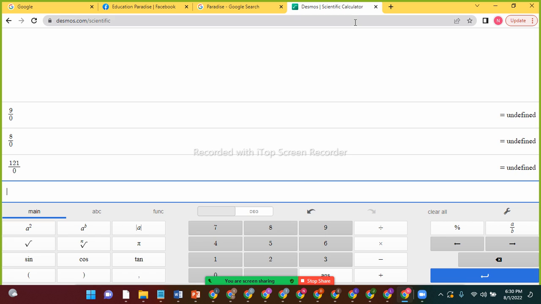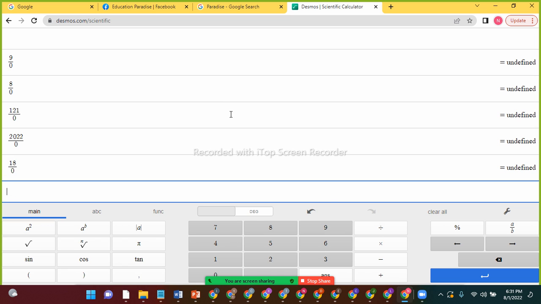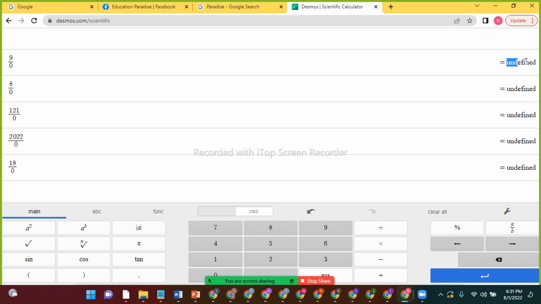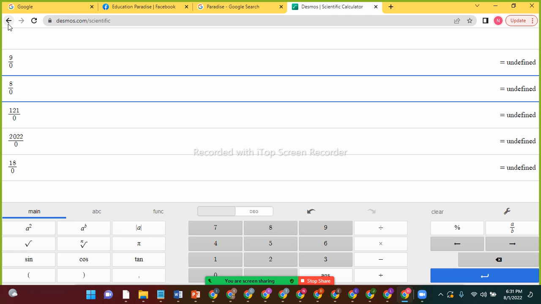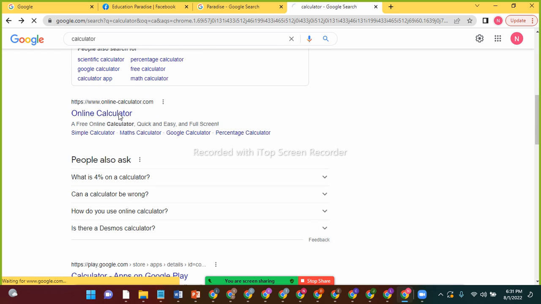If we use another calculator, 2022 divided by 0, it's undefined. If we do 18 divided by 0, still undefined. We have not said in math what dividing by 0 means. So it's undefined. We don't know what it is. Or in some calculators, they might say error.